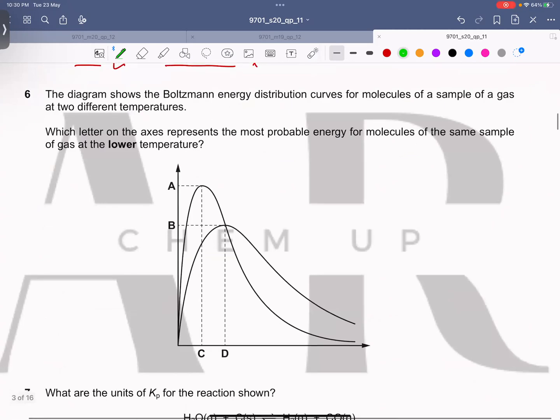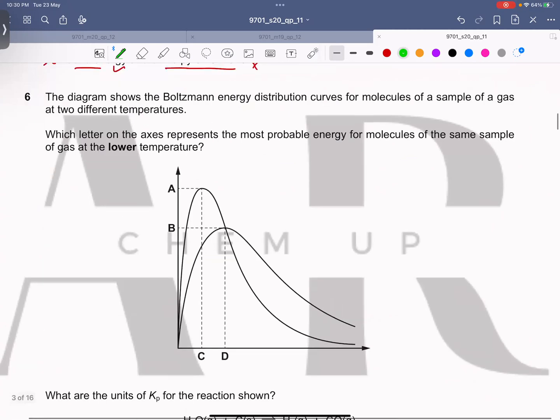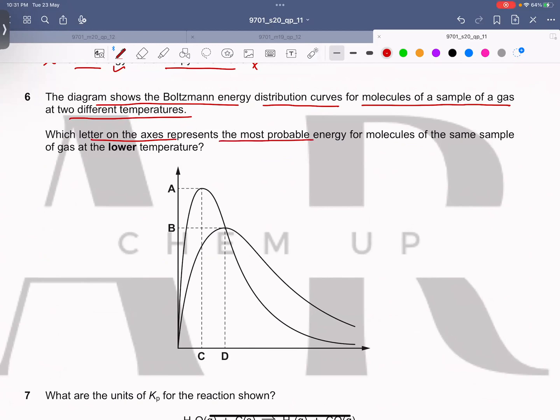Now, question number 6. The diagram shows the Boltzmann energy distribution curves for a sample of a gas at 2 different temperatures. Okay, which letter on the axis represents the most probable energy of the molecules at low temperature? Most probable energy means the most molecules here. So they are asking which letter on the axis represents the most probable energy.